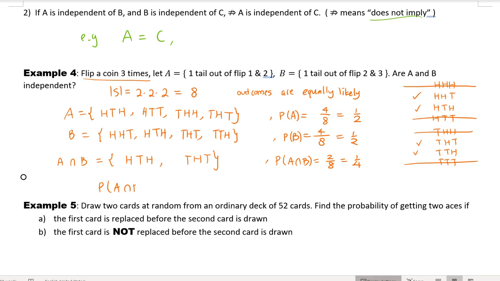Now check: is P of A and B equal to P of A times P of B? P of A and B is 1/4. Is that equal to 1/2 times 1/2? Yes, the answer is yes. So A and B are independent.